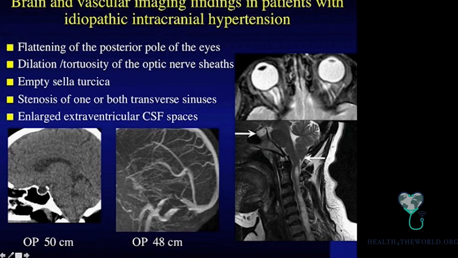You can see this person had an opening pressure of 48. This person had an opening pressure of 50 centimeters of water. Yet the ventricles and the tonsils look relatively normal, which is rather typical, frankly, with IIH. You can't really look at the scan and say, oh, that patient's got increased intracranial pressure, because the pressure is equivalent throughout the subarachnoid space and the ventricles, and therefore there isn't a shift.